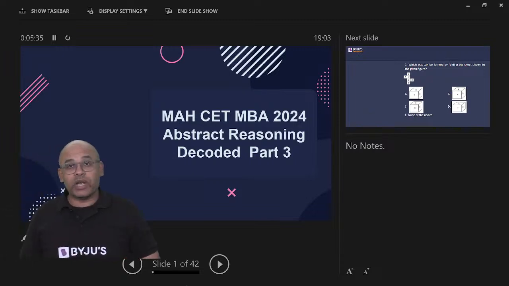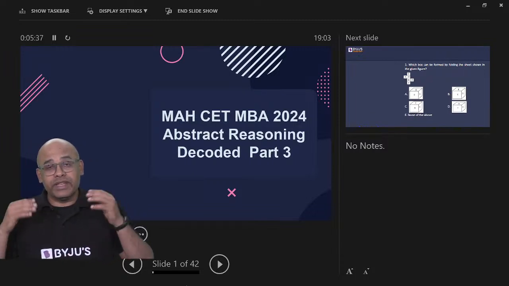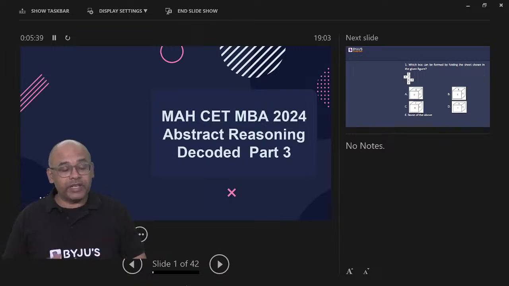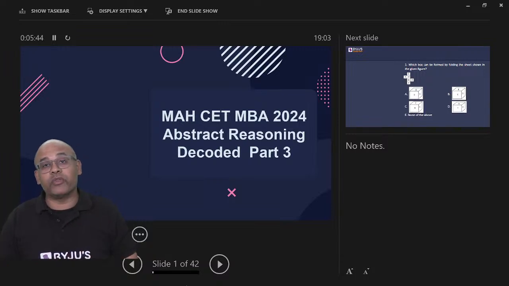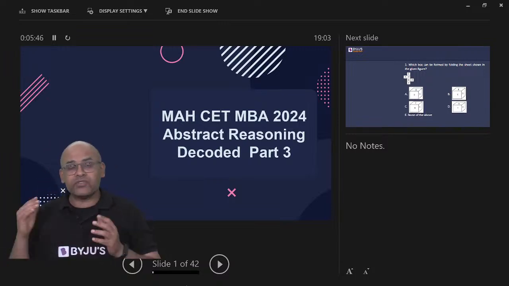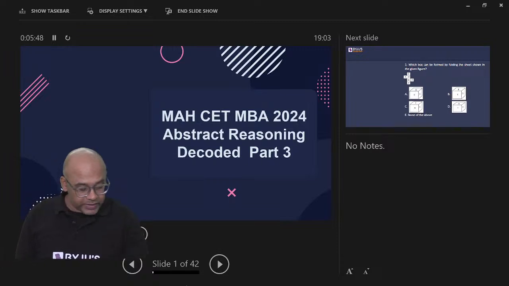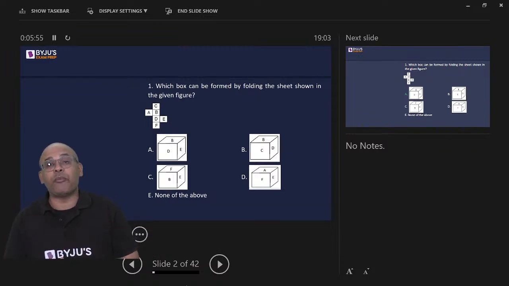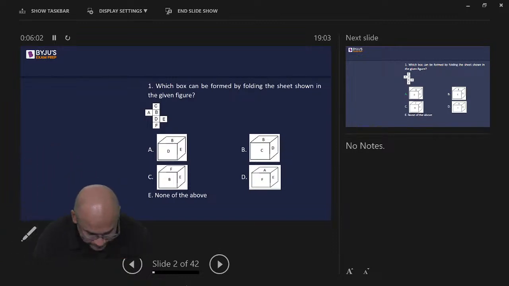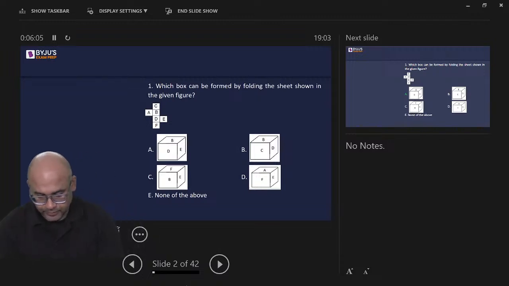In the previous two classes we have discussed that there is no particular theory for this abstract reasoning. It's only the type of questions, the model of questions that are important. So let's go straight into this topic. Here's the first question based on folding and dice. We have seen this type of question, so it's another question of the same type. Go ahead and see what the correct answer is. Let us see how many of you can give the correct answer.